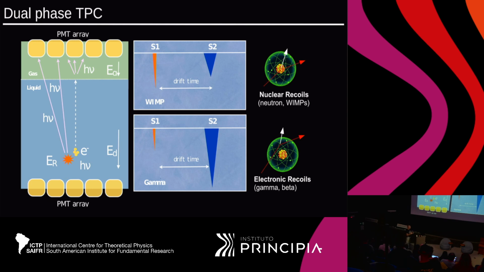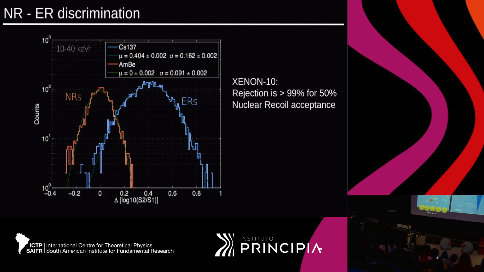So you have 3D reconstruction, and you have the ability to separate between nuclear recoils and electron recoils by looking at the size of these second signals compared to the size of the first signal. So this is your tool set.